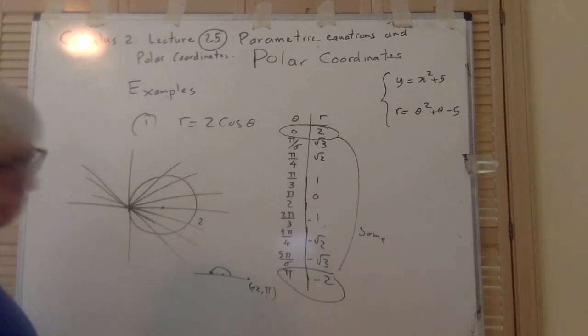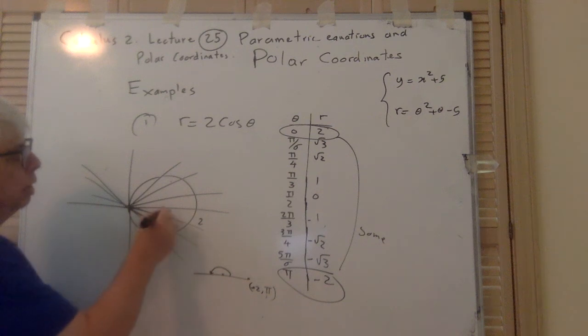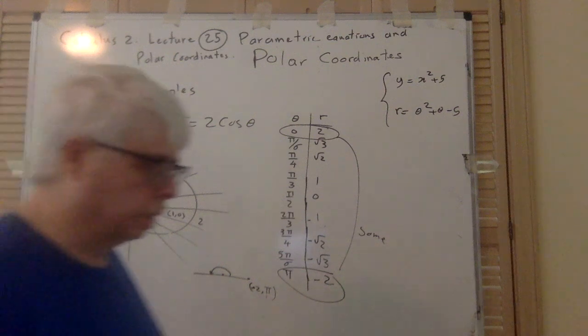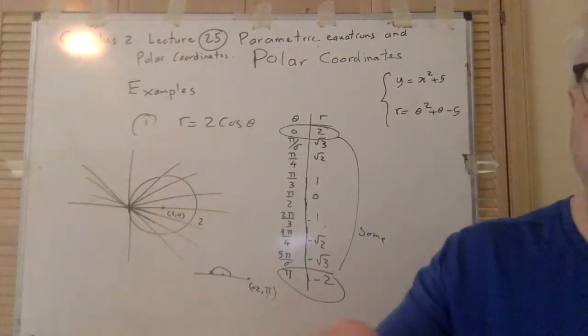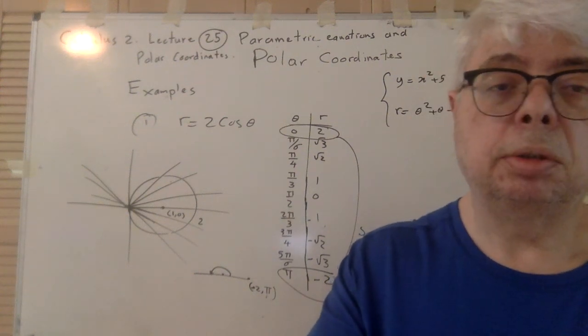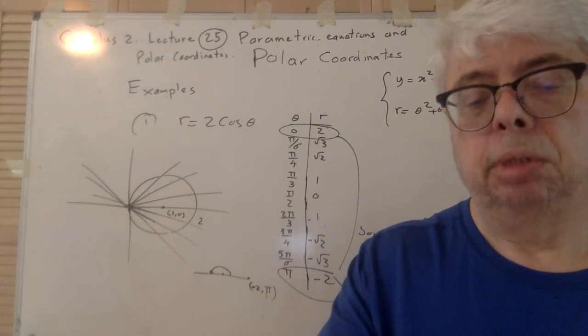So this is a circle. It is a circle with radius 1, and its center is located at (1, 0). Okay, so let me stop here, and I will continue giving you more examples of polar coordinates in the next lecture.